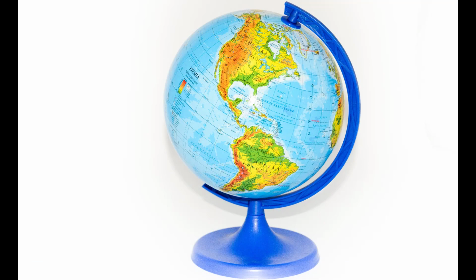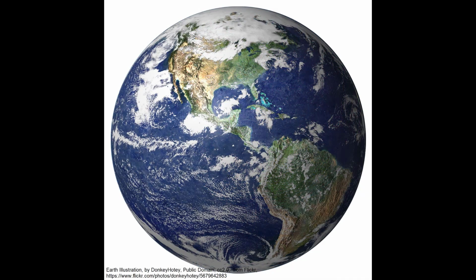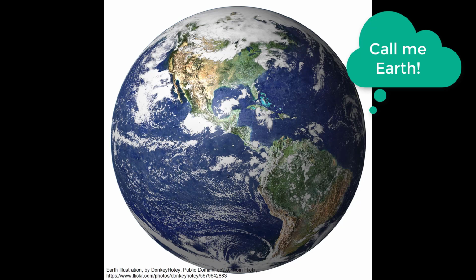What is a globe? Do you know? A globe is a model of our planet. Do you know what the name of our planet is? Our planet's name is Earth. Earth is a pretty big place, covered with both land and water.